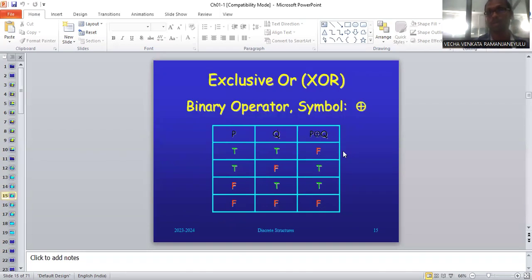Next, exclusive OR. Exclusive OR is a binary operator with its own symbol. Here there is a P variable and a Q variable. Here, when true and false occur, true is the value. Next, when false and true occur, true is coming. Here P and Q are the variables. For P exclusive OR Q, when true and false occur, the result is true, and when false and true occur, the result is also true. This is the exclusive OR.